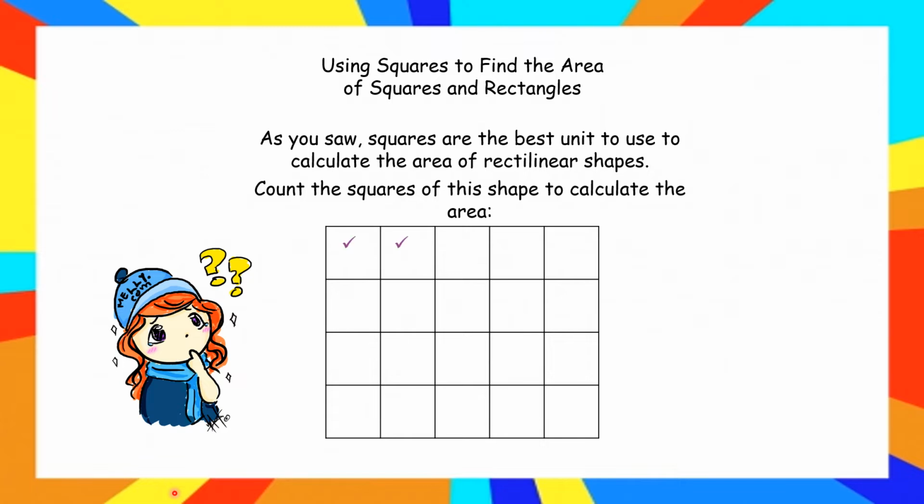1, 2, 3, 4, 5, 6, 7, 8, 9, 10, 11, 12, 13, 14, 15, 16, 17, 18, 19, 20. Hooray! So the area of this shape is 20 squares. Was that your answer? Well done if it was.